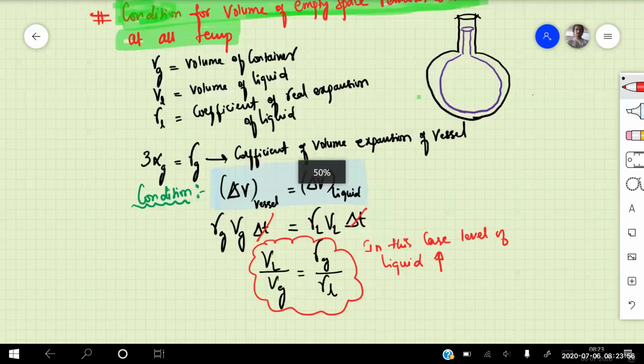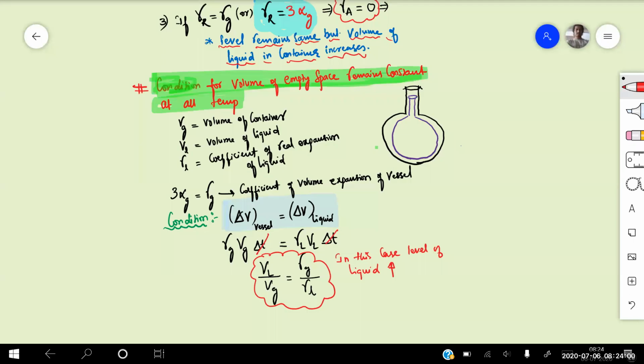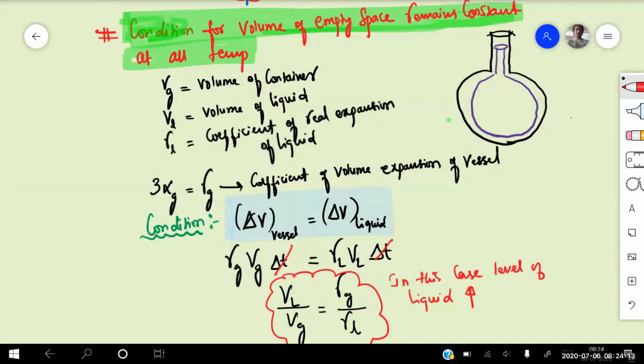The condition for the volume of the empty space to remain constant at all temperatures is this. Vg is the volume of the container, Vl is the volume of the liquid, and gamma L is the coefficient of real expansion of the liquid. We already know this relation: gamma G, the gamma of glass, is equal to 3 times alpha of G. Gamma is known as the coefficient of volume expansion, and alpha is known as the coefficient of linear expansion. So the coefficient of volume expansion of the vessel is equal to 3 times the linear coefficient of the glass.